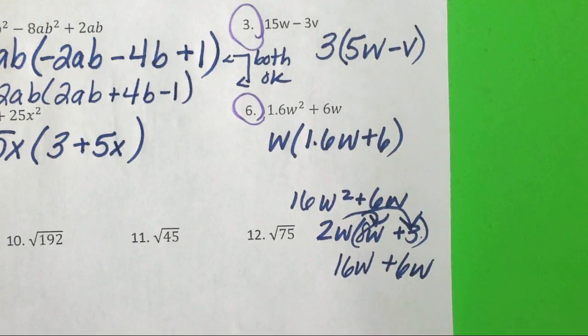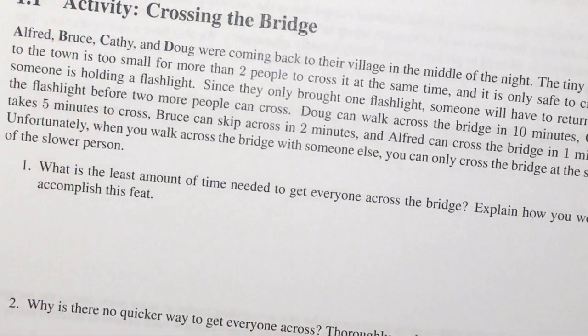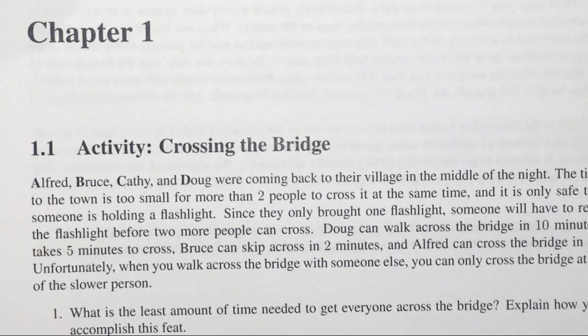Probably. Okay, I'm going to steal Caitlin's book since she's not here. In your textbook, turn to page 2. It says 1.1 activity, crossing the bridge. Crossing the bridge. Okay, so let me explain how textbook world is going to work for us.